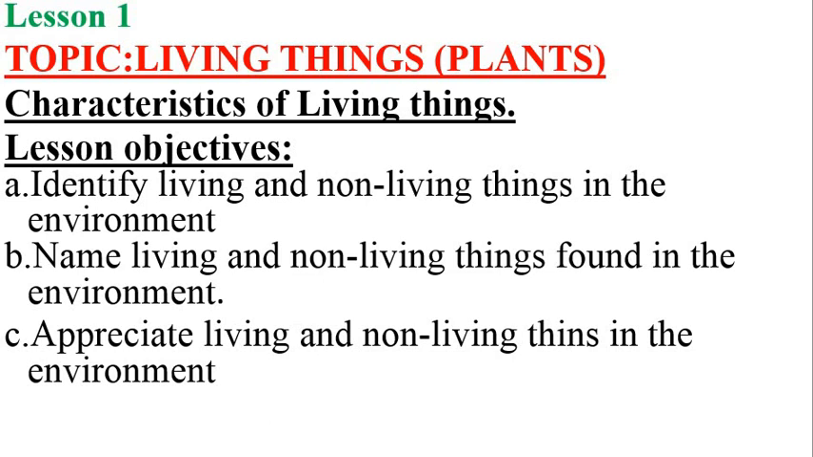So at the end of this lesson, as a learner, you have to ensure that you are able to identify living and non-living things in the environment. Then secondly, you should also be able to name living and non-living things found in the environment. I will name a few and give examples, so that at the end of the day you have the objective achieved. Also, you should be able to appreciate living and non-living things in the environment.